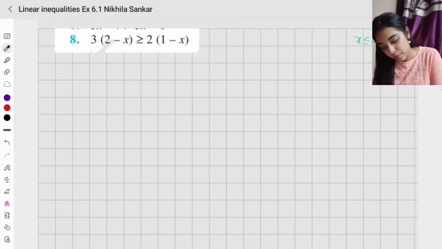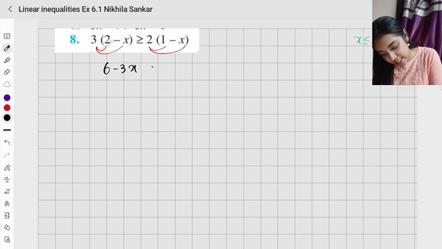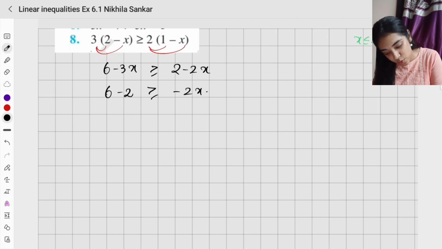Question number 8. 3 into 2 minus x. Now again I'm going to multiply inside. So this I'm going to multiply. This I'm going to multiply. So what I have, 3 2s are 6 minus 3x greater than or equal to 2 minus 2x. So I'm going to take the 3x to the other side. So I'll have 6 minus 2. Bringing 2 to this side. So greater than or equal to minus 2x plus 3x.